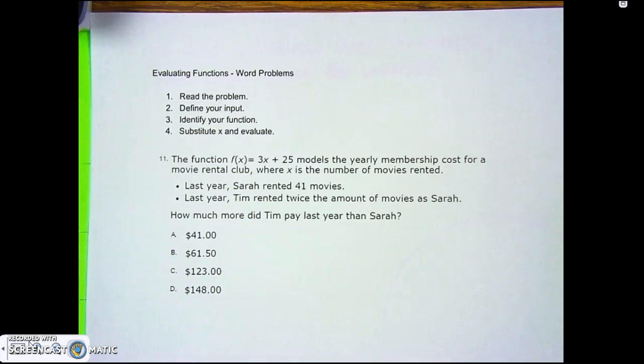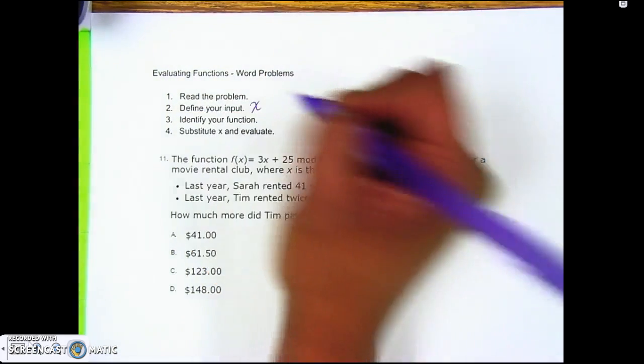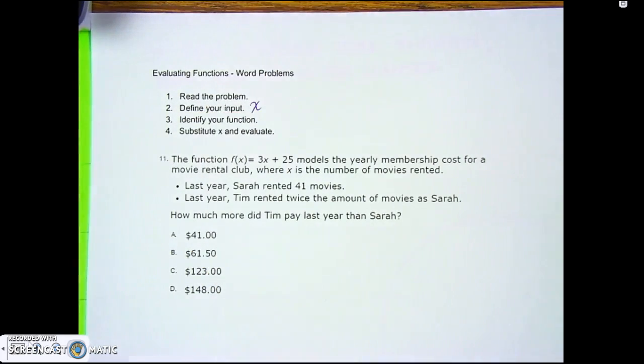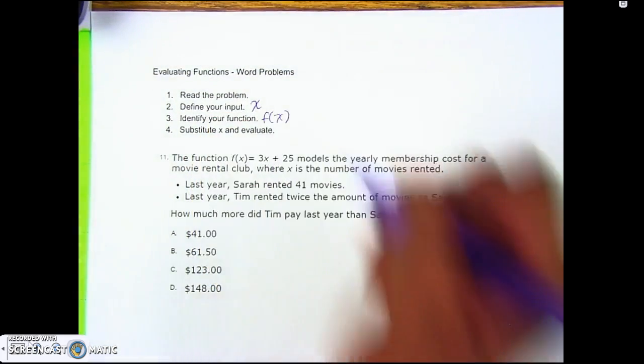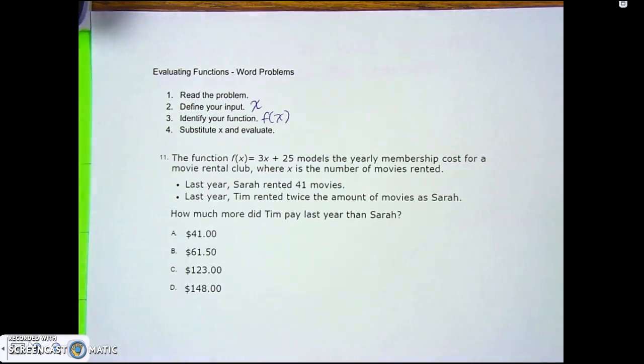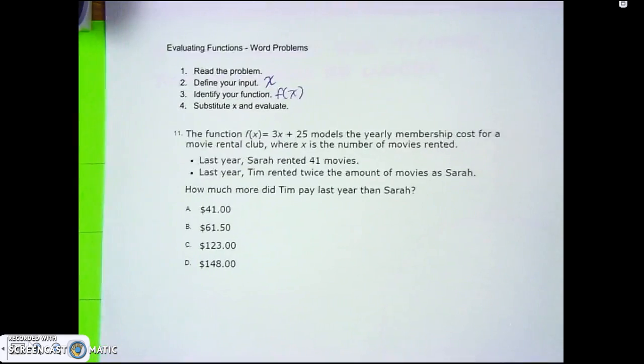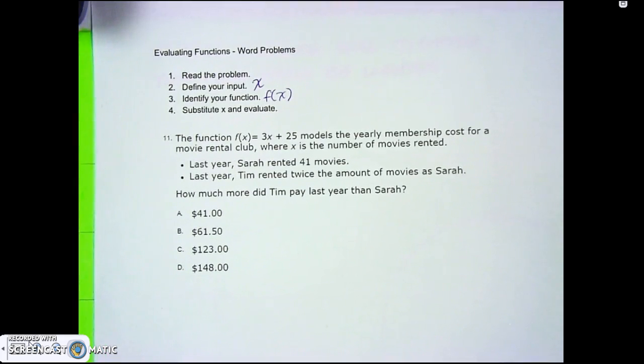Alright, so the steps to evaluate functions in word problems is first to read the problem. Then you need to define your input, which is your independent variable or x. Then you want to identify your function, which is f of x, and then you want to substitute x and evaluate.